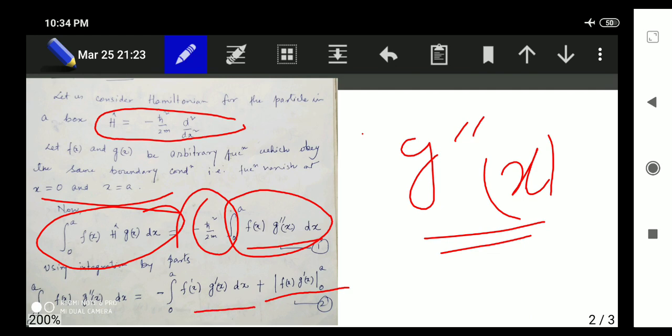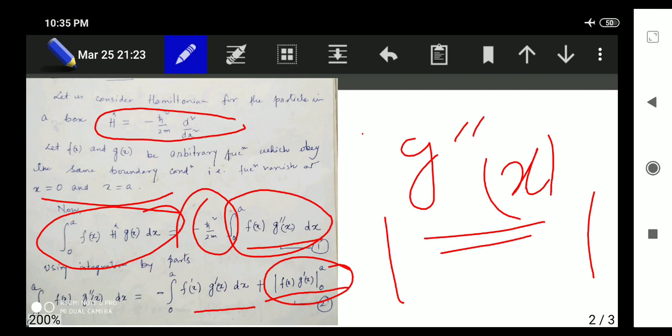Now in this part, if x tends to 0 or a, meaning the boundary, at the boundary the functions f(x) and g(x) both will vanish. That means they will become 0, like a wave function. Suppose f(x) becomes 0, anything multiplied with 0 is 0, so this will become 0. The first term will vanish.